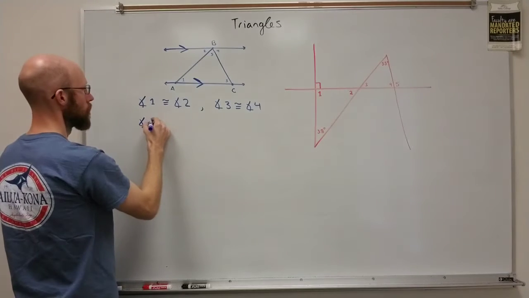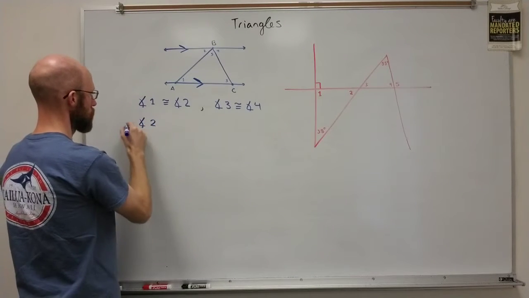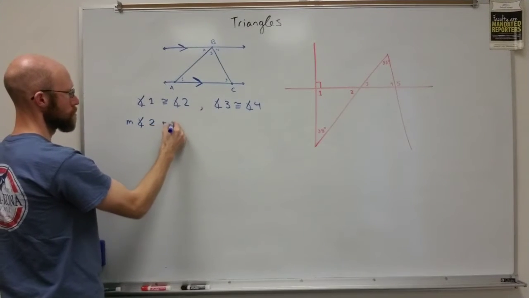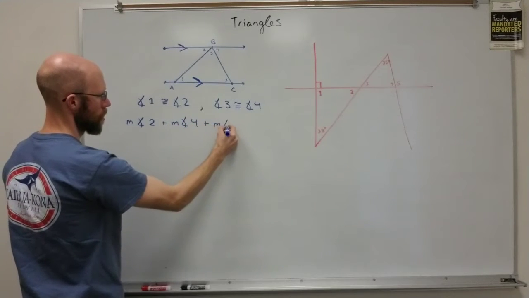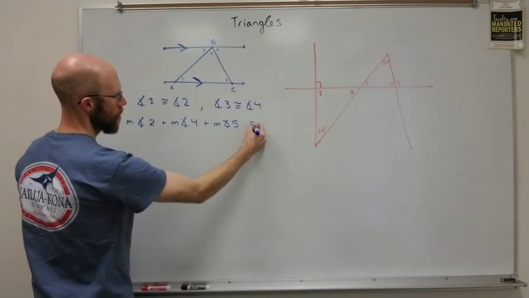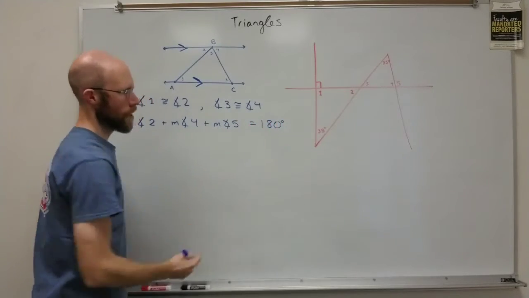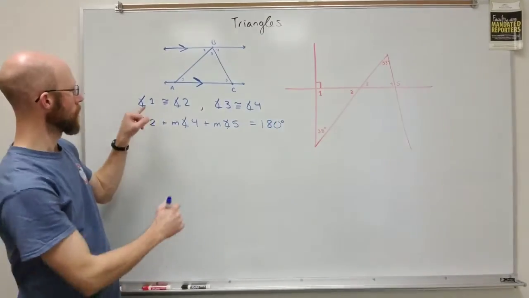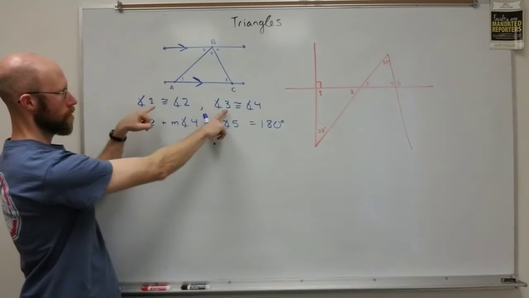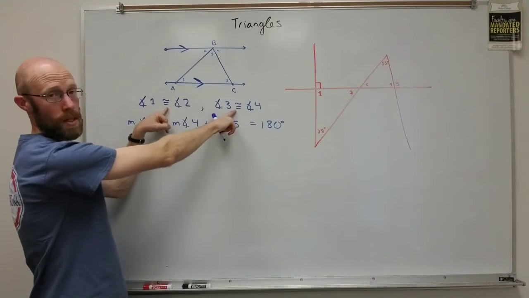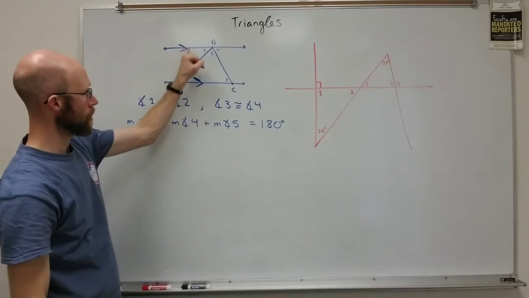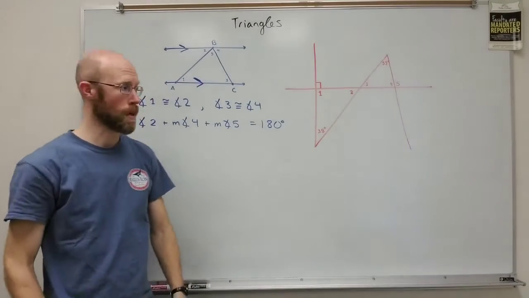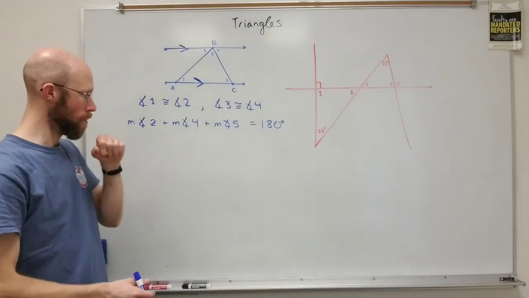So the measure of angle 2 plus the measure of angle 4 plus the measure of angle 5 must be 180 degrees, okay? So again, the first two congruencies here are because of alternate interior angles, and this last one is because you have a straight angle up there, made up of three different angles.